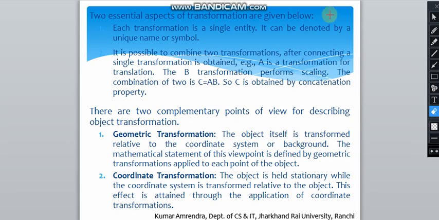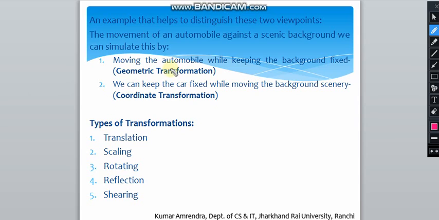Hello students, so we have seen the geometric transformation and the coordinate transformation in the previous video. Let's move on to the next example. I have already given this example to you. The movement of an automobile against a scenic background, we can simulate this in two ways: the first one is geometric and the second one is coordinate transformation, by moving the automobile while keeping the background fixed.